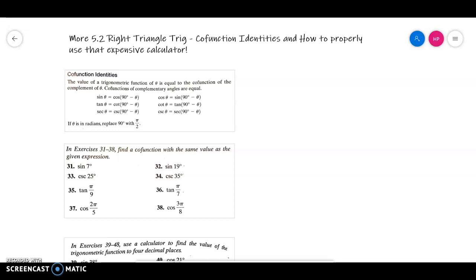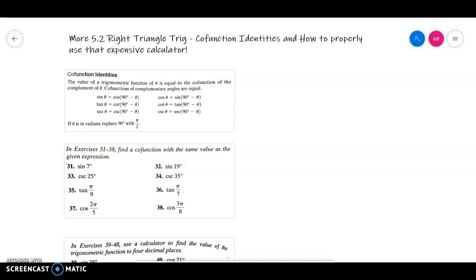So here is day 2 of 5.2, still dealing with right triangle trig. One new thing to think through that we talked about a little bit in the SOHCAHTOA lesson is what a cofunction is. And the other component for today is going to be using the calculator, using it correctly. So take out a graphing calculator so you can do this along with me.